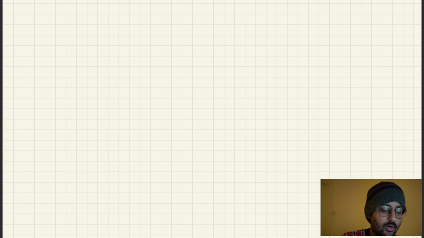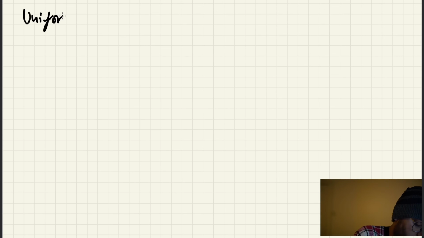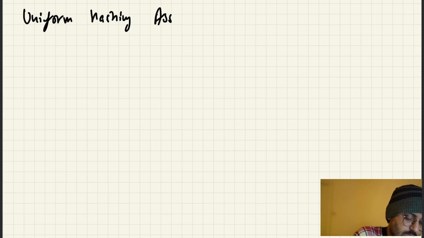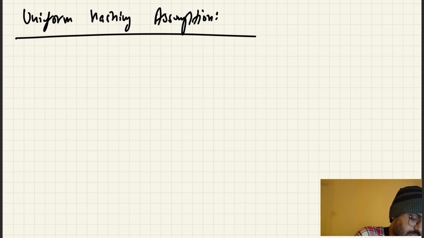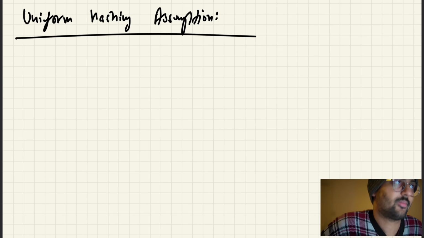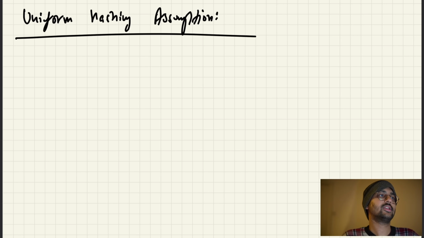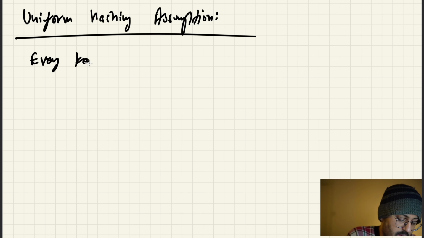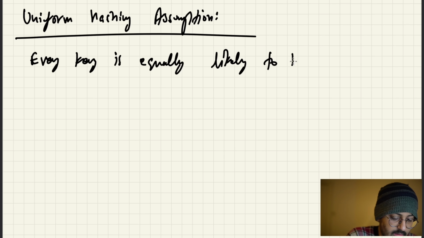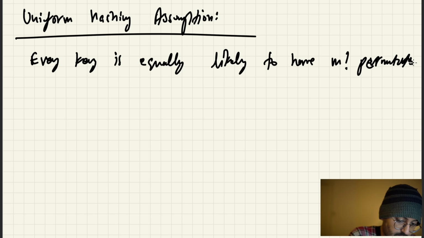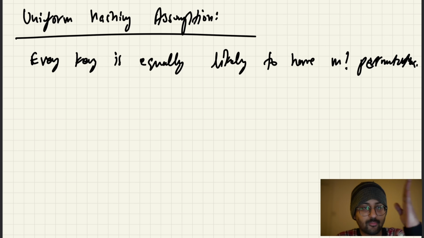But if I talk about the hashing function, let me just tell you one other last important one before we move on to the code. This is the uniform hashing assumption. It is not the same as the simple uniform hashing that I looked at earlier. So the assumption is that every key is equally likely to have m factorial permutations as the probe sequence.